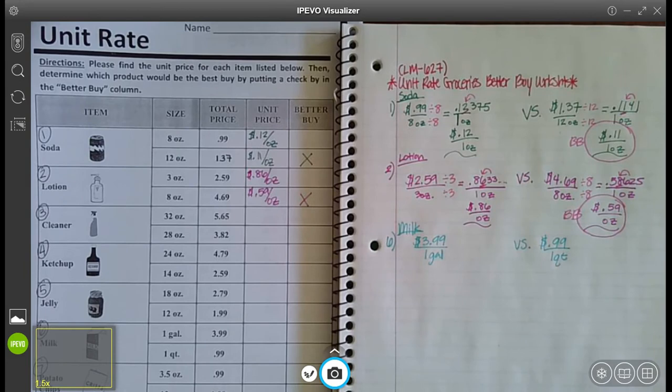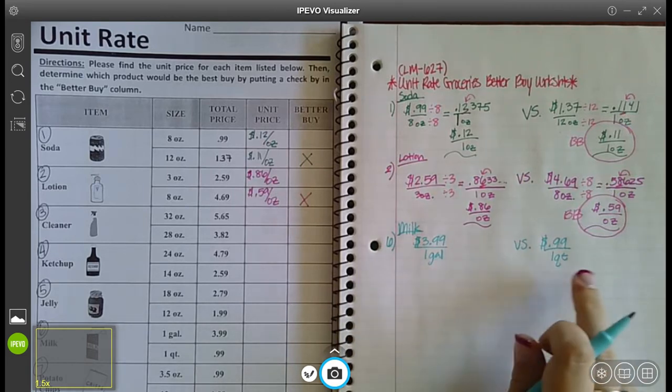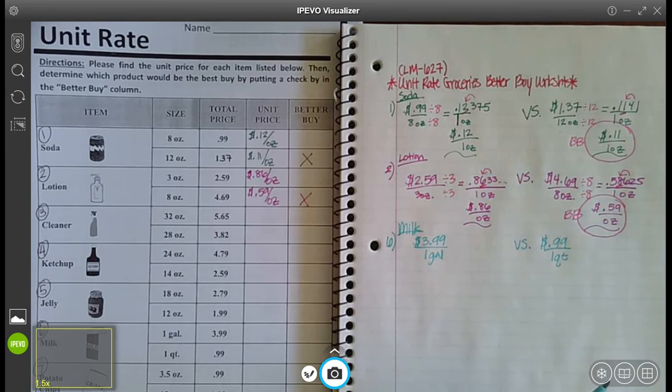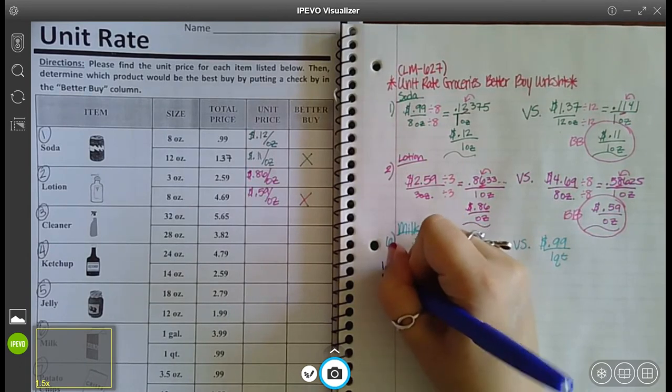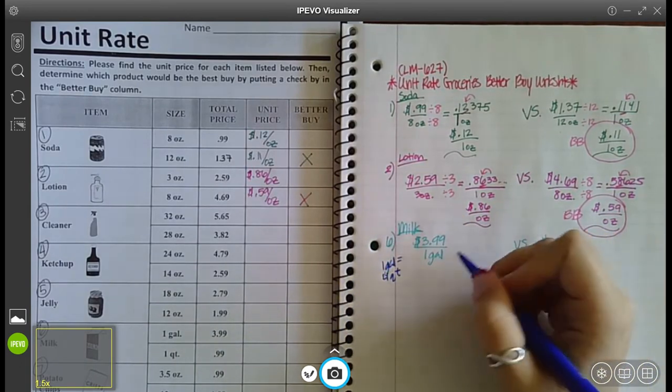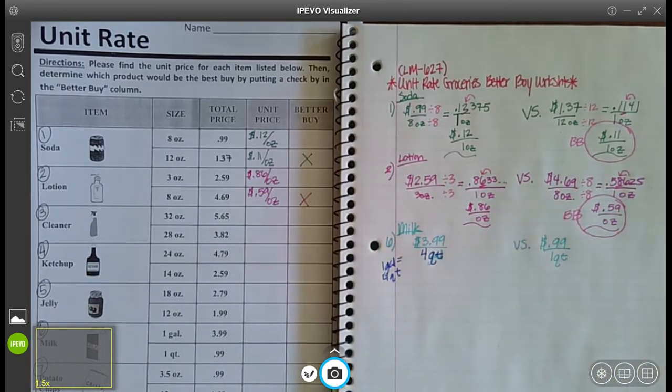Now, when you're finding the unit rate, yes, you do need to get a denominator of 1, but that denominator of 1 also has to have the same units. This is in gallons and this is in quarts. I either need to have them both be gallons or both be quarts. So I know that 1 gallon equals 4 quarts. So I can replace this 1 gallon with 4 quarts, because that's essentially saying the same thing, right? 1 gallon is also known as 4 quarts.